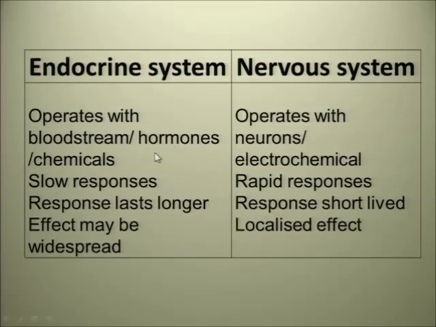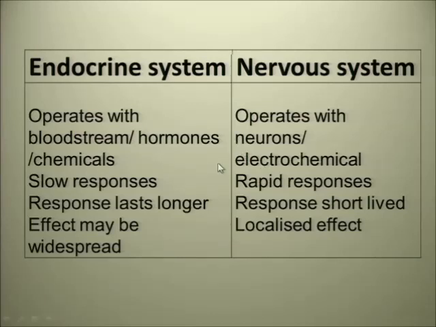Or they can ask you, what are the characteristics of the endocrine system? Then you can say it operates with the bloodstream, hormones are chemical, slow response, lasts longer, effect might be widespread. So I think this is important to know and to take note of. I hope that you have enough time maybe to learn it now or write it down.